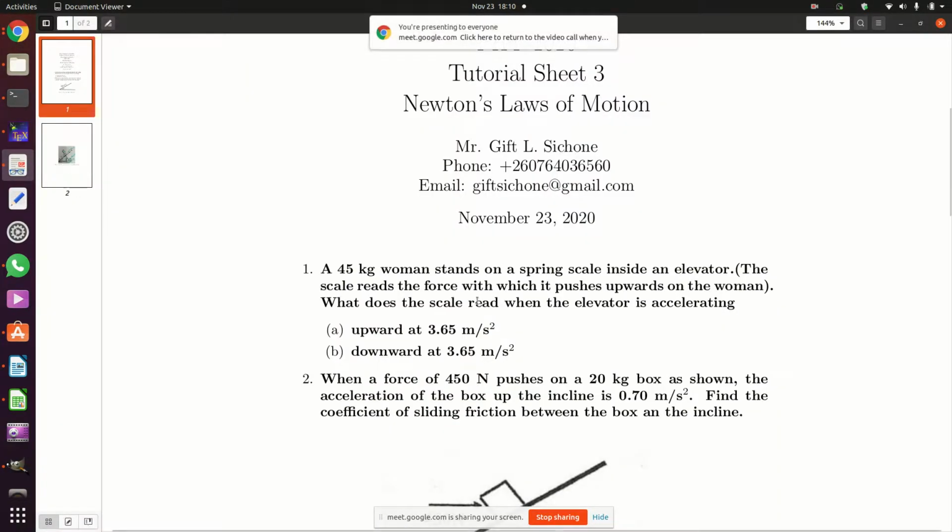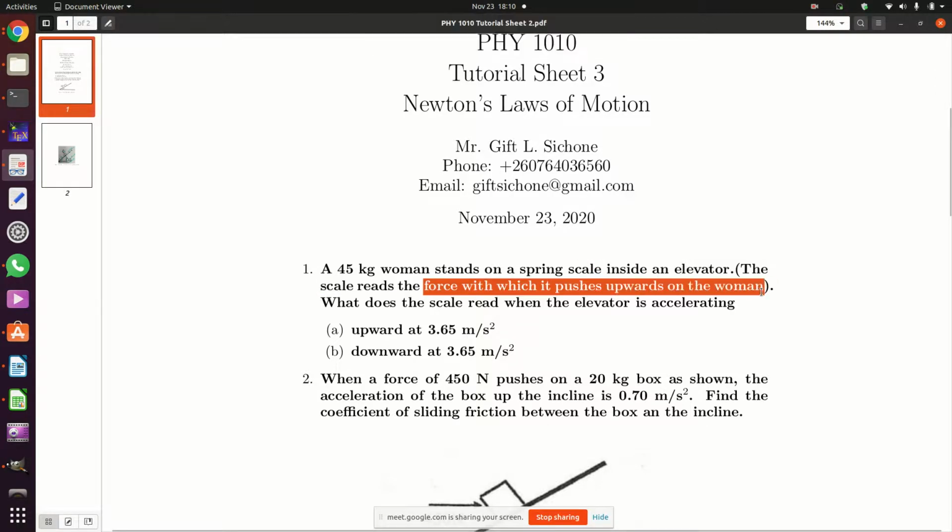The other thing to notice is, as much as this woman has got weight, she is standing on a scale. And we are told that the scale exerts a force with which it pushes upwards on the woman. So the woman is standing on the scale. This woman is exerting a force on the scale. The force she's exerting is her weight. Then the scale does not seem happy about this arrangement. So the scale is also pushing on the woman.